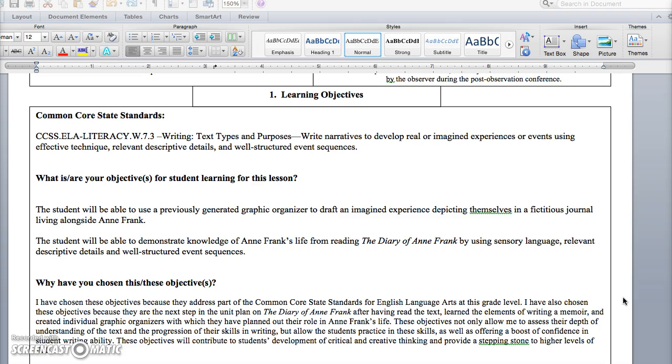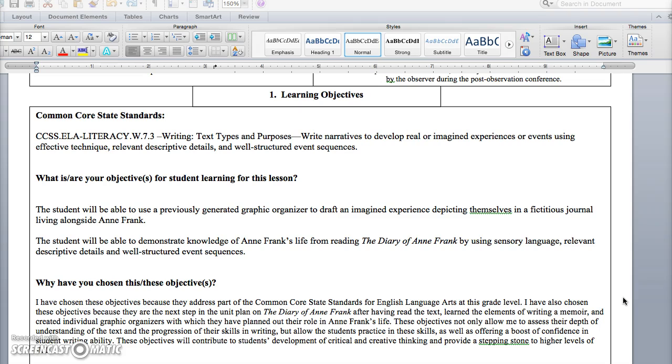These are my objectives for student learning for this lesson. The student will be able to use a previously generated graphic organizer to draft an imagined experience depicting themselves in a fictitious journal alongside Anne Frank. The student will be able to demonstrate knowledge of Anne Frank's life from reading the Diary of Anne Frank by using sensory language, relevant descriptive details, and well-structured event sequences.